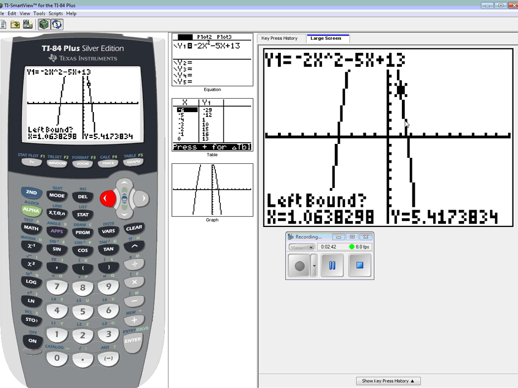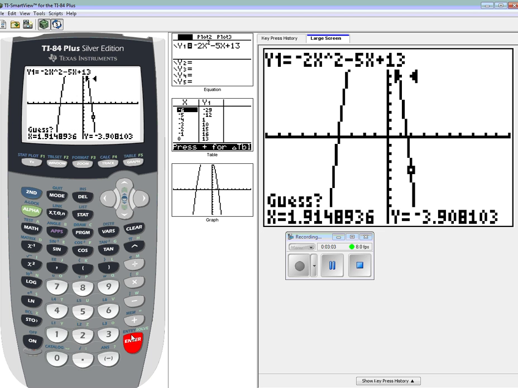So if we're focusing on this 0 or this solution, my cursor is now to the left of it. So I'm going to hit enter. You'll see a little arrow pop up. It's kind of hard to see here, but that's saying, okay, we're only focusing on zeros that are to the right of that arrow. Now it wants a right bound, so use your right arrow to get your cursor to the right of that 0. So it's to the right, hit enter.